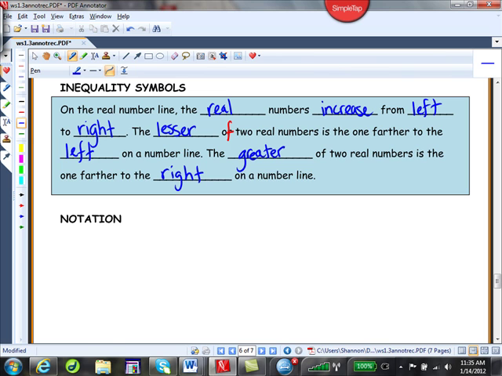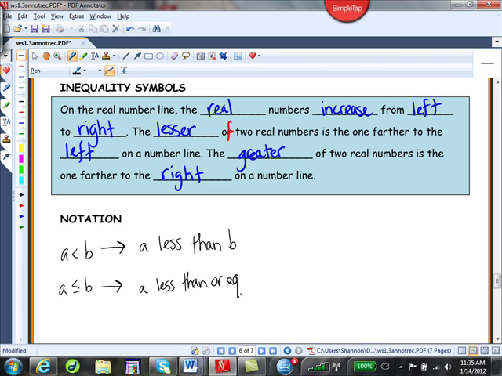So here's some notation. If we have this here, that means A less than B. If there's a little line underneath, that means A less than, or it could be equal to B.